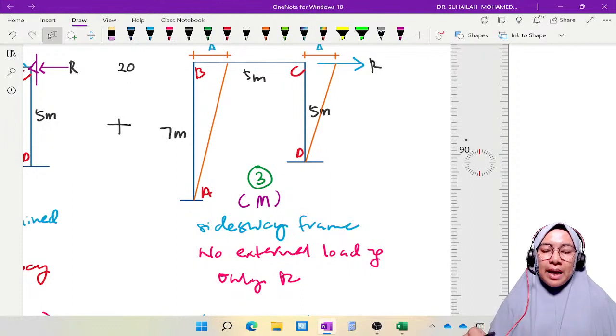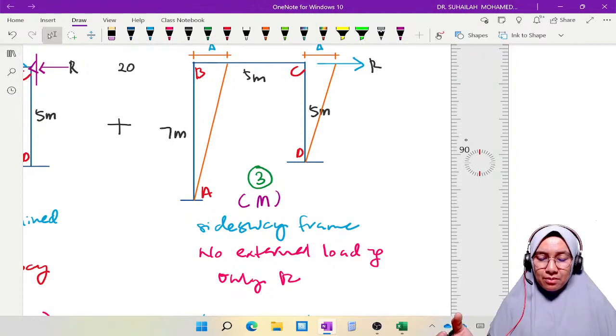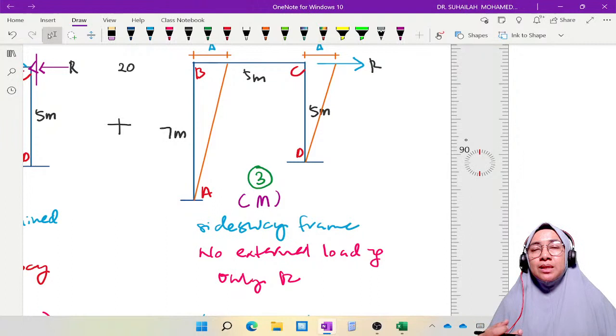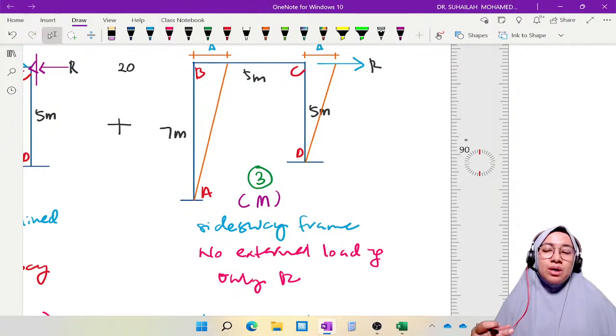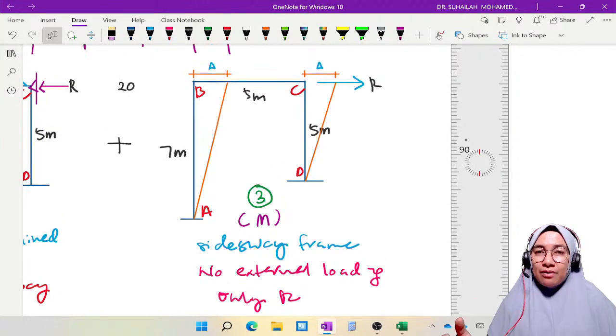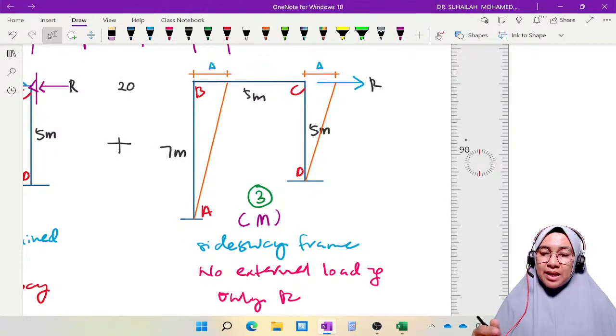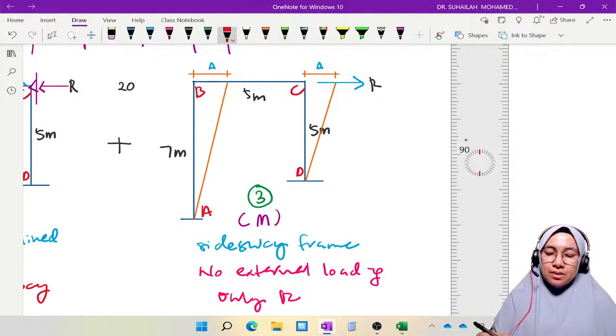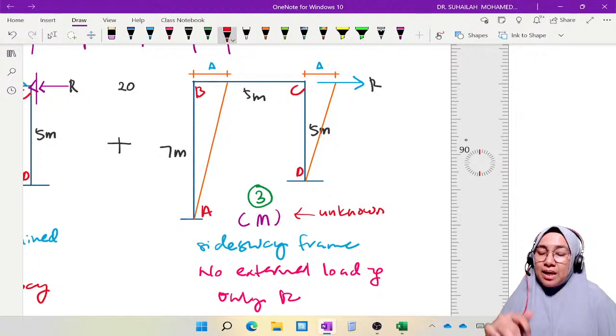Due to r and due to delta, the end moment will occur at each end, and we label the end moment in diagram number 3, where we do not know the delta value, and we also do not know the r value. So m is unknown. In this case, m is unknown.